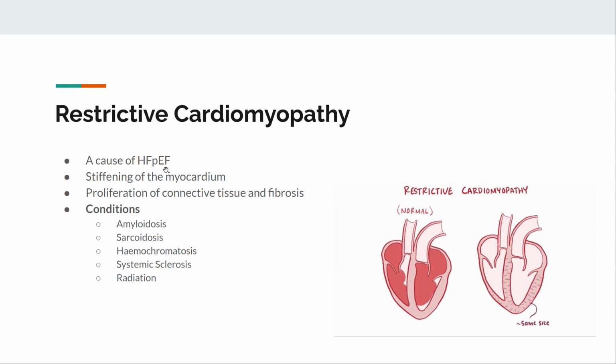So this is a cause of HFpEF, heart failure with preserved ejection fraction. It's when you get a stiffening of the heart wall because of fibrosis. And there are many conditions that can cause this, but some of them are amyloid, sarcoid, hemochromatosis, sclerosis, and radiation.